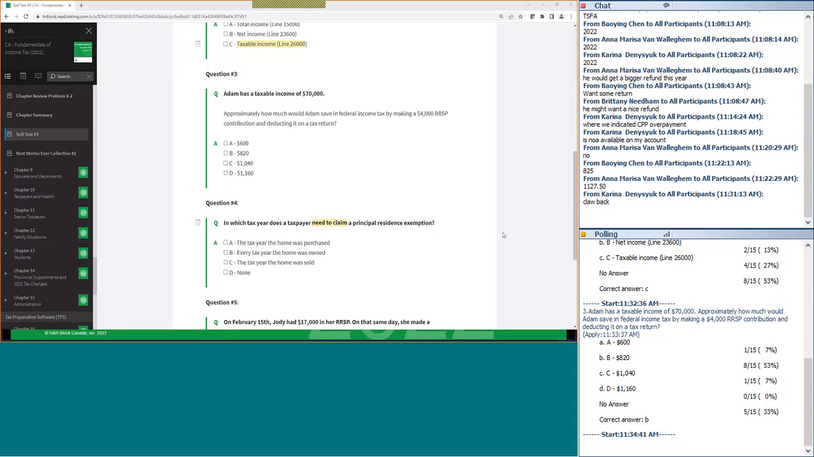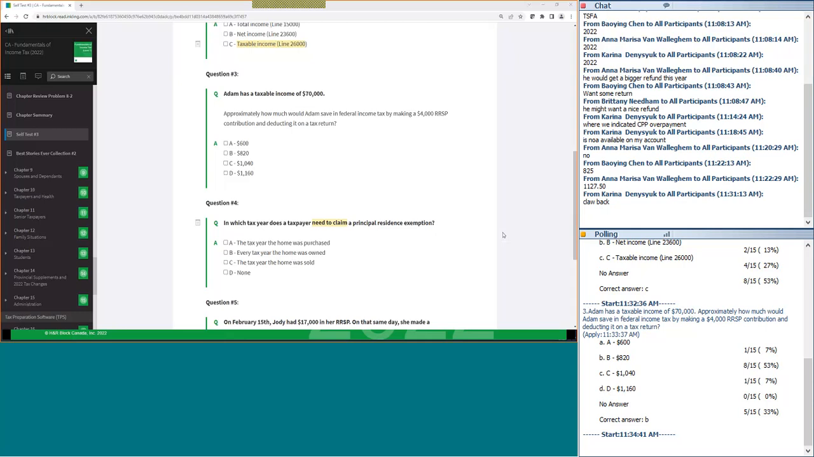Okay, and we got more participation on this one, so that's good. It means I have at least given some of you an idea of what to do with personal homes, principal residences. Just a few people left.